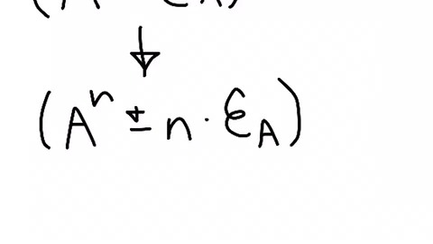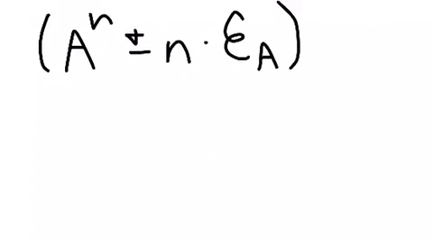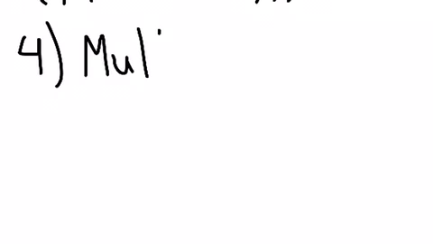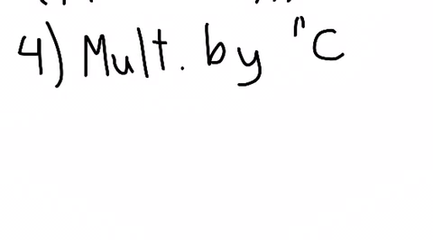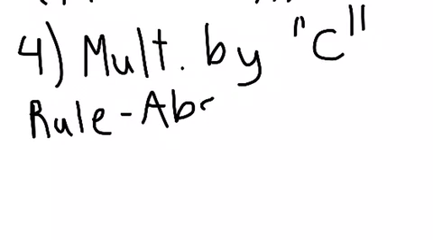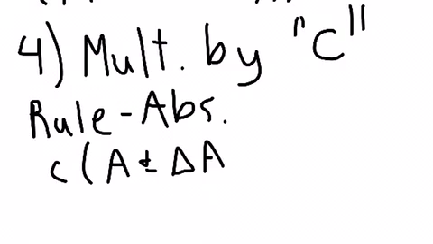Now, this brings us to the last rule. Rule number 4, multiplying by some constant c. Put that in quotes for you. Now, there are two rules, one for absolute uncertainty. Rule absolute. Alright, so let's say we have c, multiplying that by this quantity a with uncertainty delta a.